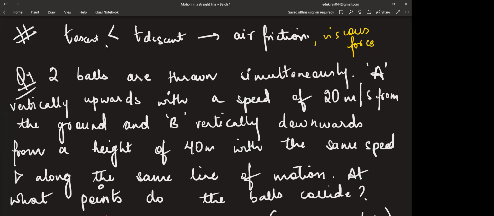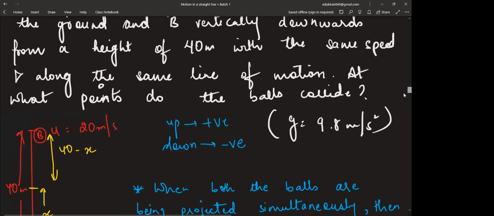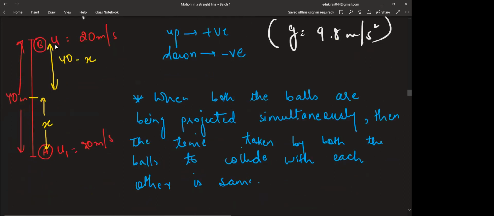See, when two balls are thrown simultaneously, one upwards and the other downwards at the same time from the same tower, and they are separated by 40 meters. So, class, suppose from B the ball is coming down with 20 meter per second, A ball is going up with 20 meter per second, and they are separated by 40 meters. We have taken upwards positive and downwards negative.